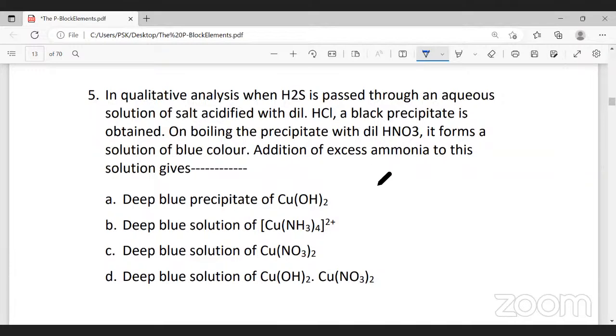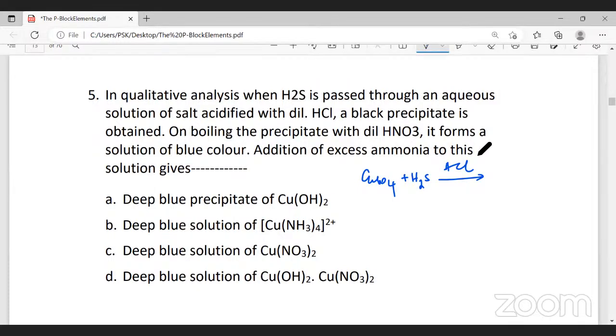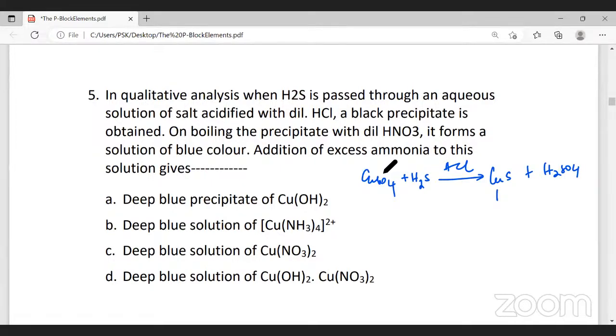Now, if hydrogen sulfide gas is passed into an aqueous solution of copper sulfate in the presence of HCl, it is a second group basic radical. Copper is present in the second group of the basic radicals, which you have not done in your 12th standard. But remember, copper will get precipitated as copper sulfide, a black precipitate, forming sulfuric acid. H2SO4 gets eliminated as sulfuric acid, and we have copper sulfide here. This is a black precipitate.